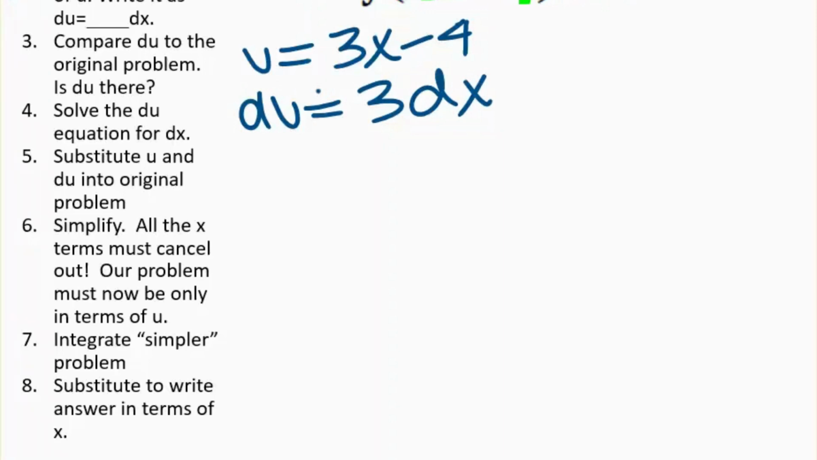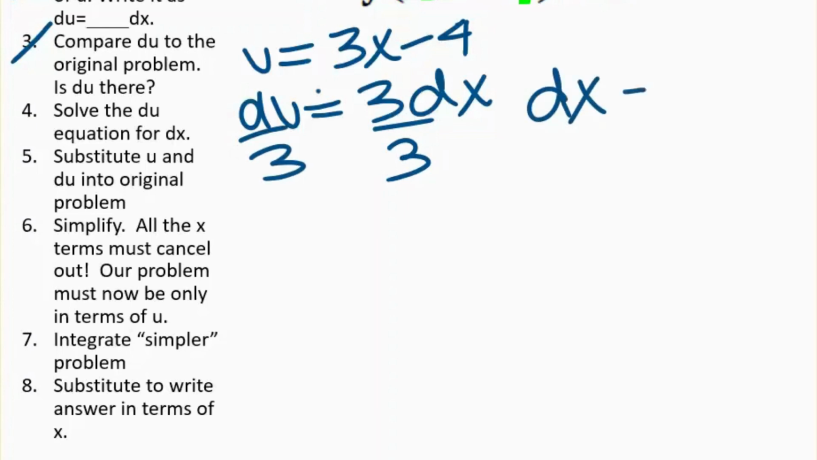Step 3, I'm going to compare and look back at the original problem. The key thing that I'm checking is the exponents of my variable. I don't have an x in my du, and I don't have an x in my integral outside of that inside, so I'm doing okay. Now we're going to solve this for dx. I'm going to divide both sides by 3. So dx is equal to du divided by 3.